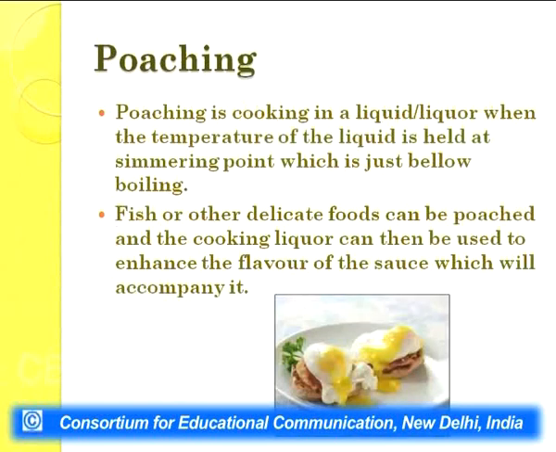Then the second method is poaching. Poaching is cooking in a liquid or liquor when the temperature of the liquid is held at simmering point, which is just below boiling. Fish or other delicate foods can be poached, and the cooking liquor can then be used to enhance the flavor of the sauce which will accompany it. Poached egg is also made by this method. This is the best method to preserve the food, because we are just cooking the food in the medium, as well as using the medium also.